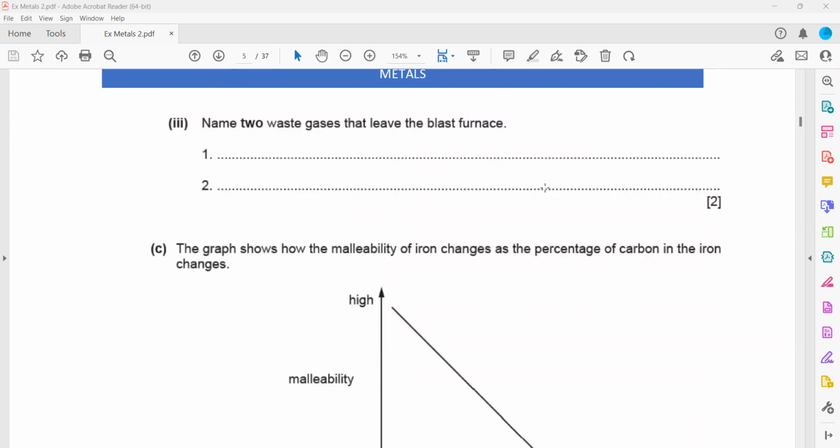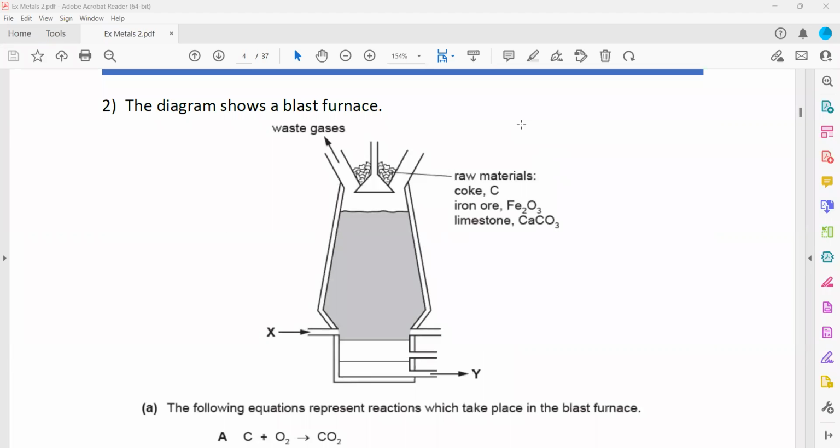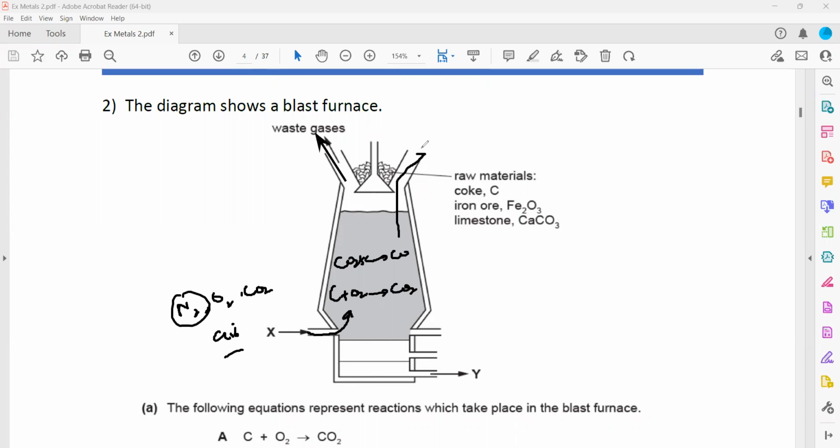Then name two gases that leave the blast furnace. Which gases will leave this blast furnace here? The waste gases. Can you name them? Carbon monoxide and carbon dioxide. Even nitrogen is acceptable because you're adding air. Air contains nitrogen, oxygen, carbon dioxide and other inert gases. So first carbon reacts with oxygen to give carbon dioxide. Carbon dioxide reacts with more carbon to give carbon monoxide, and there is unreacted nitrogen. So carbon monoxide, carbon dioxide, or nitrogen are acceptable. Any, but you have to name any two.